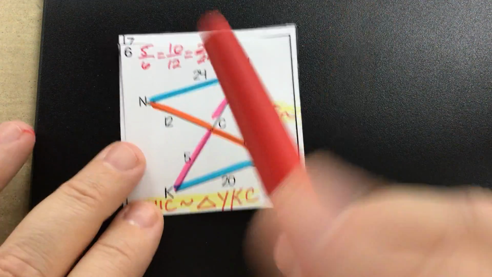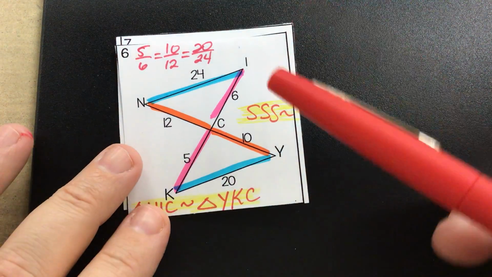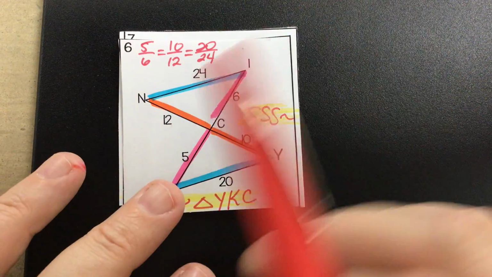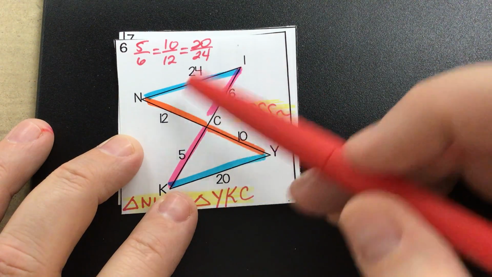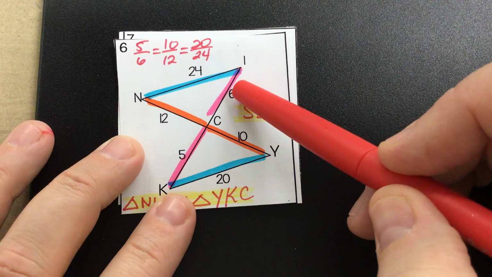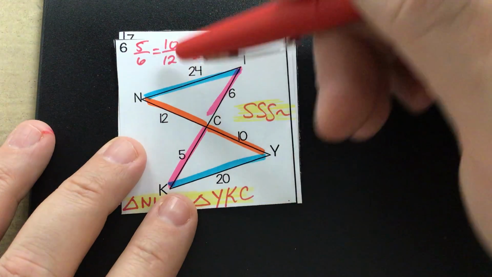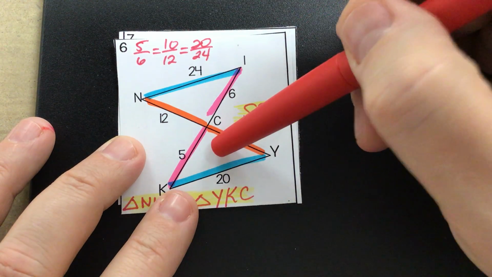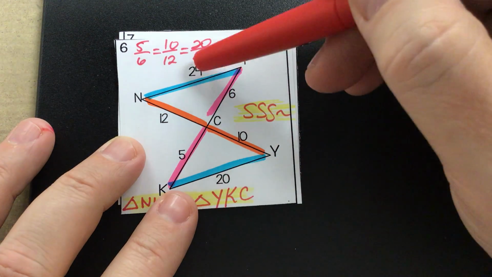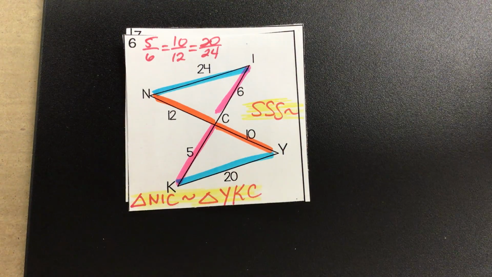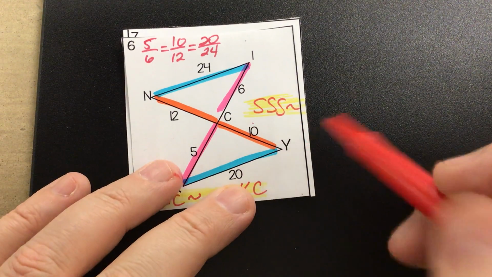Okay, another card I have here is number 6. So again, I'm going to match up the shortest, the middle, and the longest. So the shortest of this triangle is 5. This one is 6. Notice I traced them in the same color to make it easier to see. For this one, the middle is 10 and 12, so 10 over 12. And then the longest is 20 and 24. So 5 over 6, 10 over 12, and 20 over 24 all give you the same ratio when reduced. So this one is side, side, side similarity.